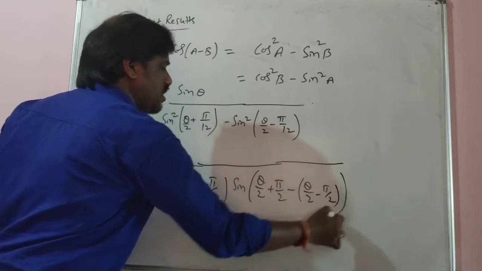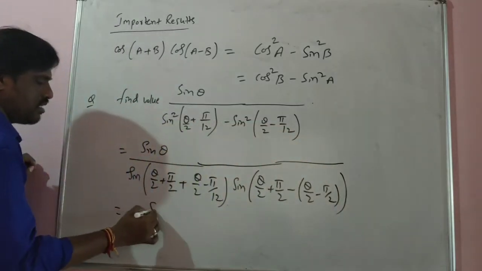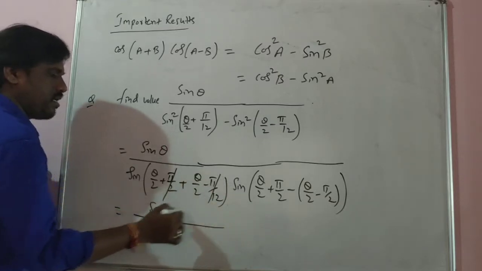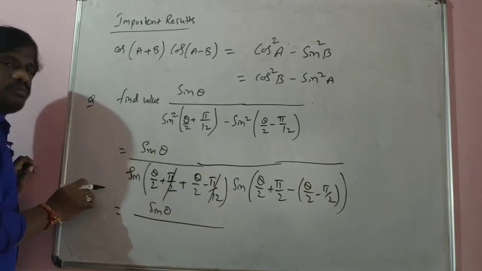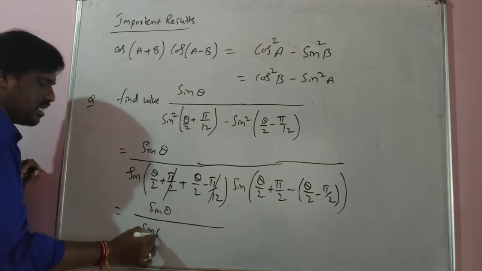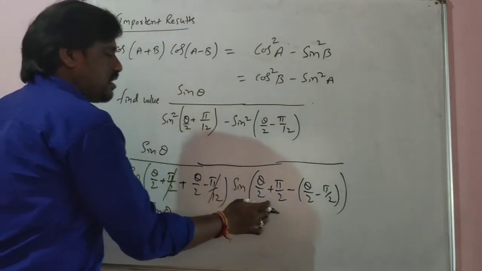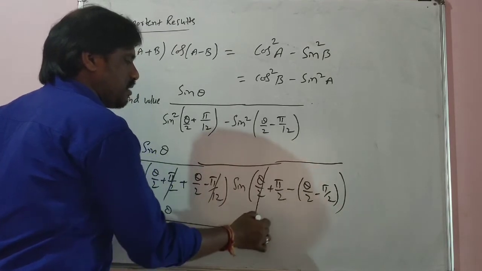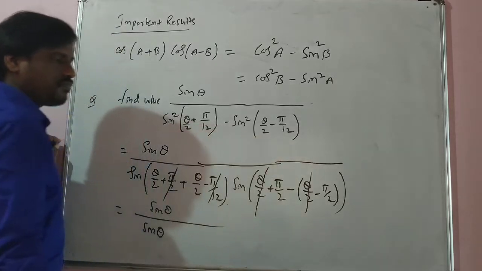So if I solve this, what I am going to get here is sin theta upon, here pi by 2 cancels, theta by 2 plus theta by 2, that is 2 theta by 2, that is theta, sin theta. And here I get, if I take out common, minus plus pi by 2, this cancels out.